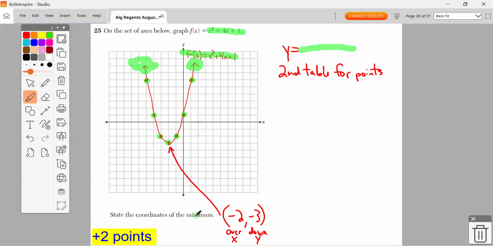The min is the vertex. The min is the lowest part of the graph. That's the opposite of max. So the min is pointing at that point right there. That point is over to -2, down to -3. When you write it as coordinates, you have to have the parentheses around your coordinate and you have to have a comma. So (-2, -3). 1 point for the graph, 1 point for the coordinate (-2, -3).